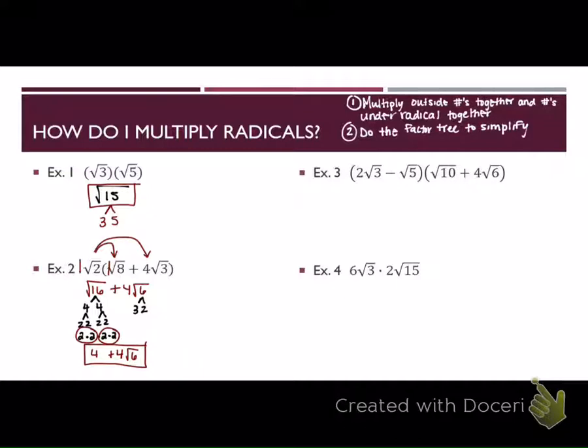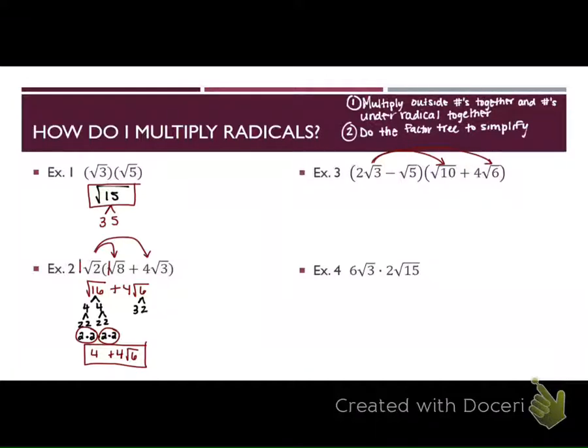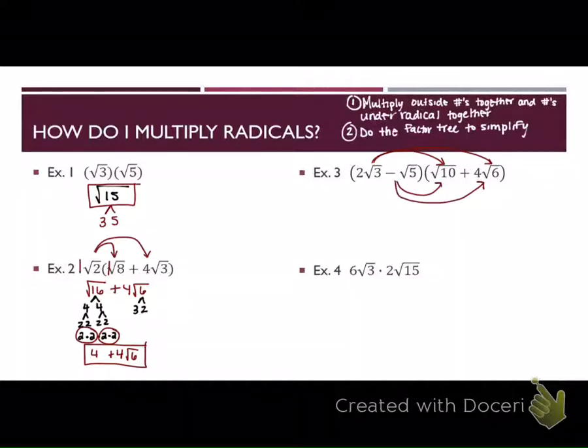Okay, guys, focus. So now we have to use the extended distributive property, which means 2 root 3 needs to go to both pieces of the second, and radical 5 needs to go to both pieces of the second parenthesis. So everything from the first needs to be distributed to everything from the second.